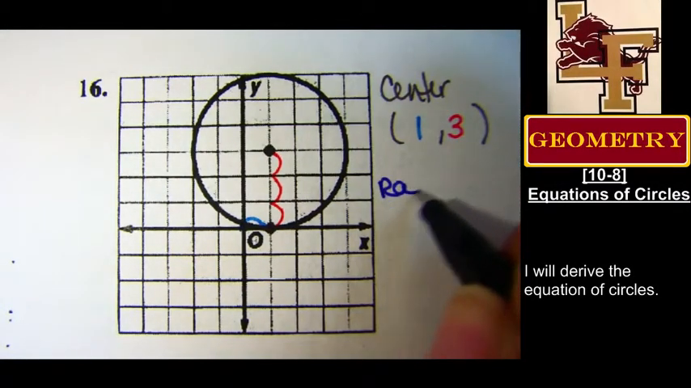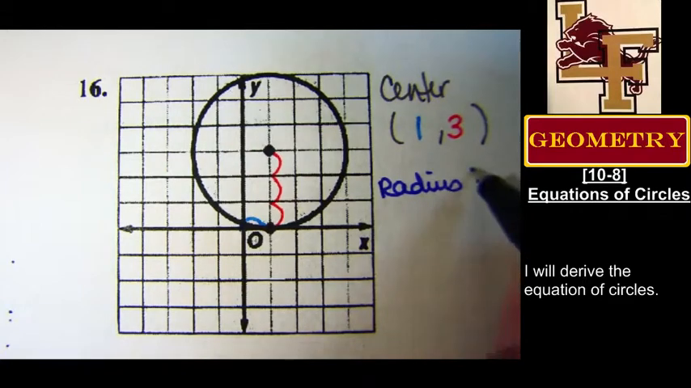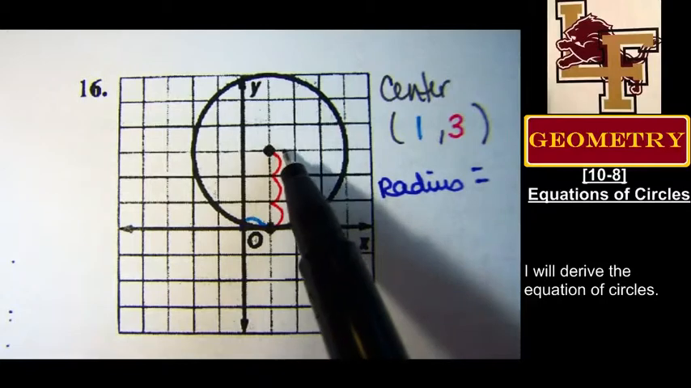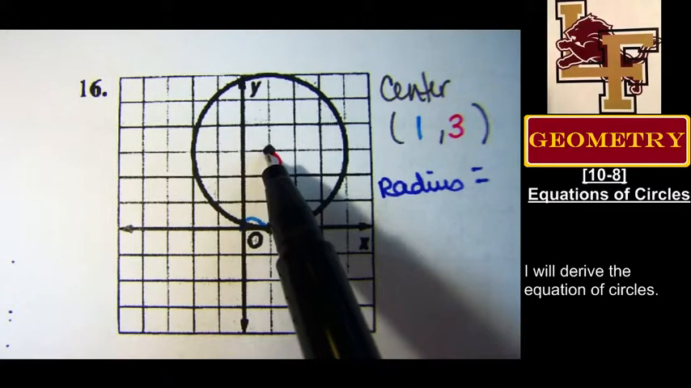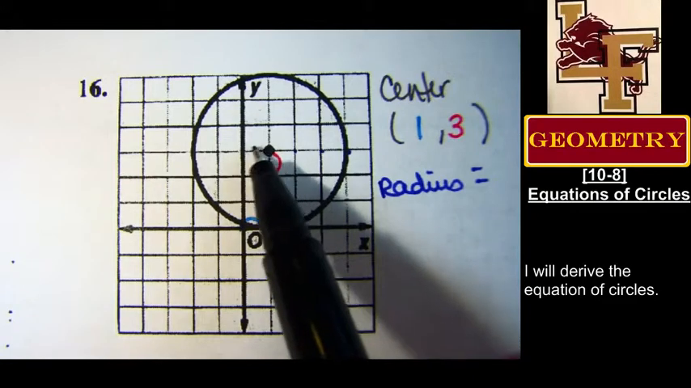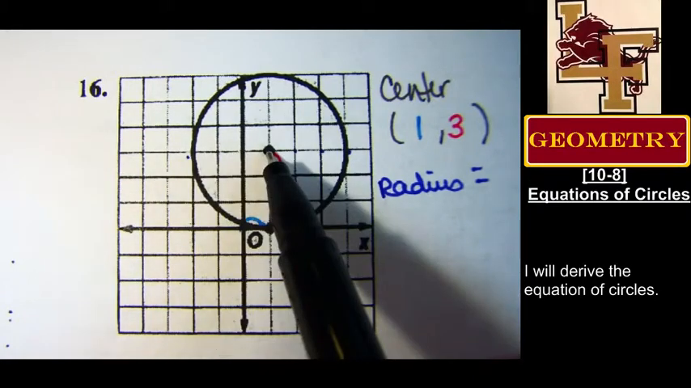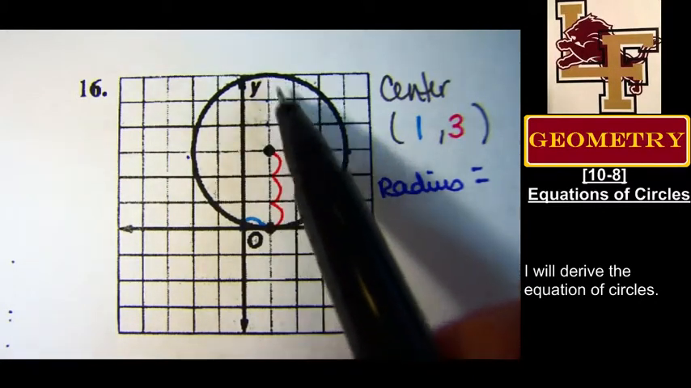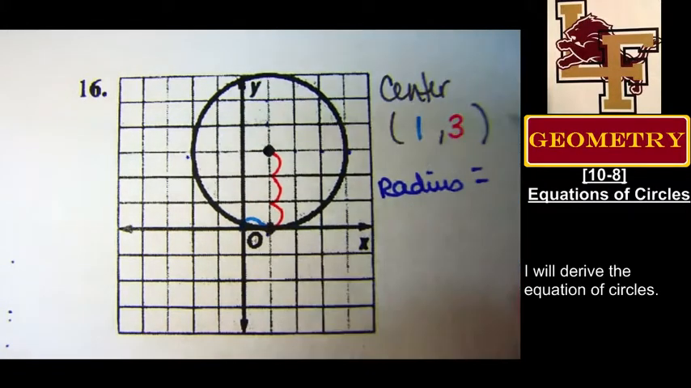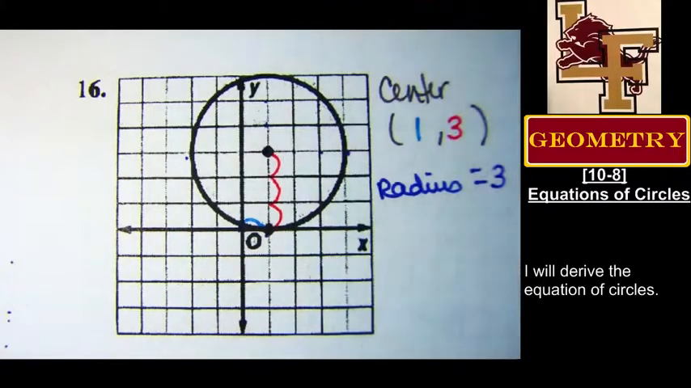Now, what's my radius? From the center, how far do I need to go to get to the edge? 1, 2, 3. And if I go in a different direction? 1, 2, 3. Still 3. A different direction? 1, 2, 3. Notice how I'm not going along the diagonals. My radius is 3.